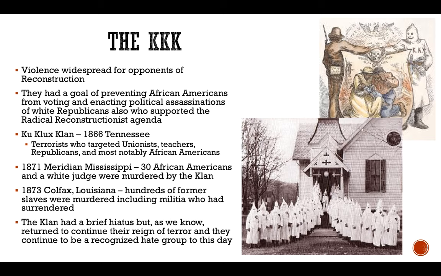So in 1866 in Tennessee, the Ku Klux Klan was formed, and these were terrorists who targeted Unionists, teachers, Republicans, and most notably African Americans. And in 1871, in Meridian, Mississippi, there were 30 African Americans and a white judge who were murdered by the Klan. This is one of the more famous massacres from the time. And a couple years later, in Colfax, Louisiana, there were hundreds of former enslaved people who were murdered, including militia who had surrendered, and they were murdered by the KKK.